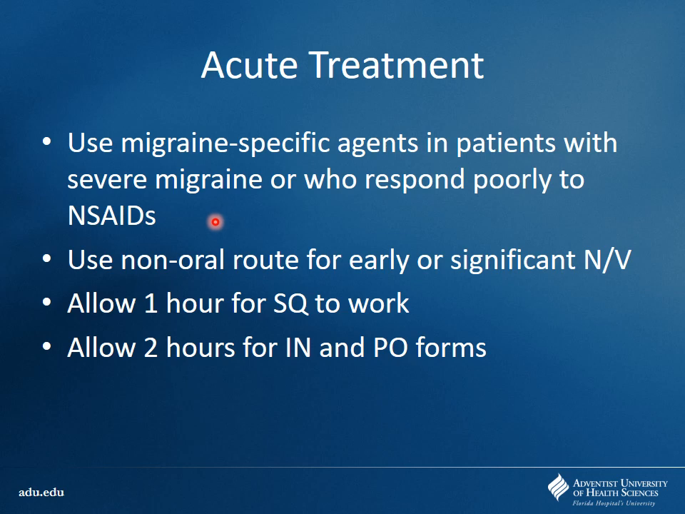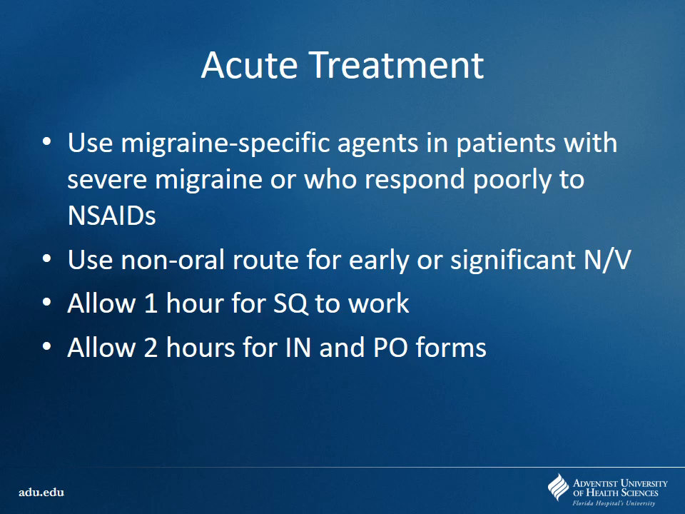So sumatriptan most commonly. Again, if they have a lot of nausea and vomiting, use a non-oral route. That's going to be best for those patients. And you need to give about an hour for the sub-Q to work. It's usually the faster version. If they're going to use intranasal or PO, give it about 2 hours for it to really kick in. So it's kind of a bummer. They're going to have that headache for that period of time, but just know that it takes a little bit longer for the intranasal or the PO version to work.